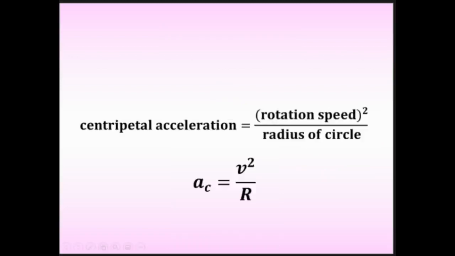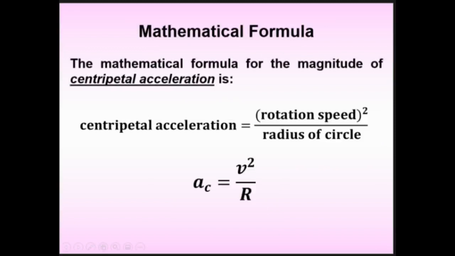All right, so here's the equation that we need to know for today. The diagram is done, we know it's pointing in. You just have to point towards the center of the circle. The mathematical formula for the magnitude of centripetal acceleration is, what's the first thing in the numerator of the fraction? The speed of rotation. How fast is it spinning? But divided by what? Divided by the radius of the hypothetical circle, if you imagined it to be complete.